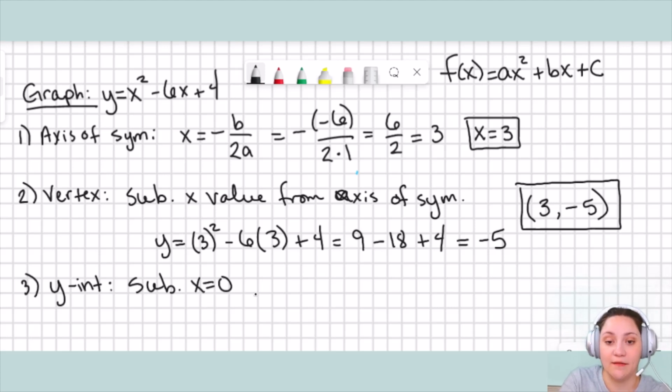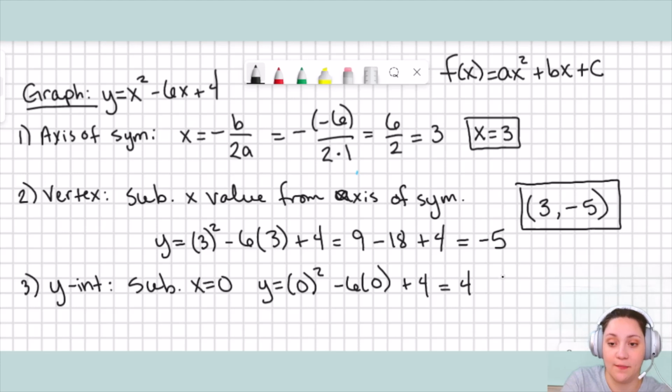So if we do that, we take the original equation, y is equal to 0 squared minus 6 times 0 plus 4. And that is equal to just 4. So the y-intercept is at 0, comma 4.